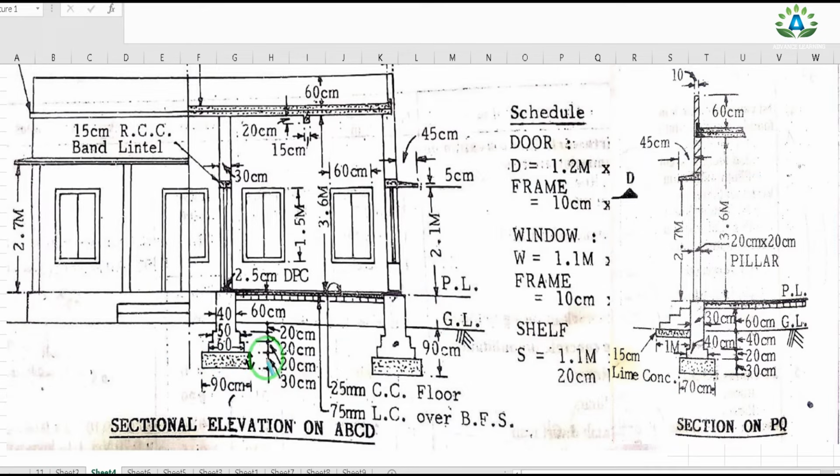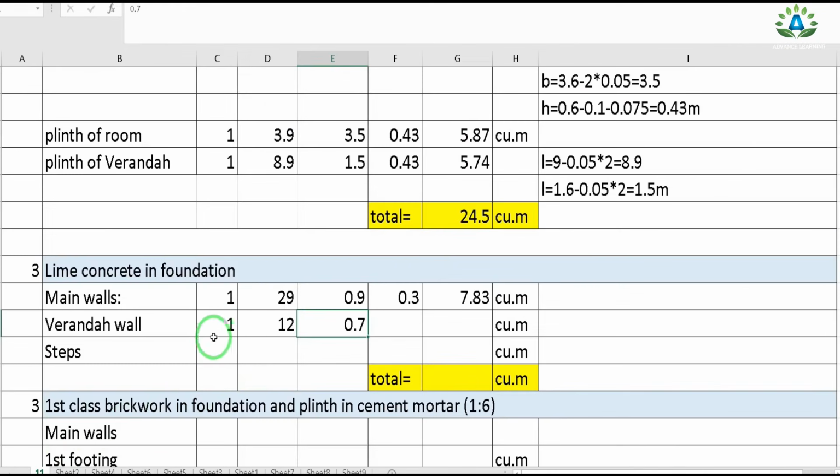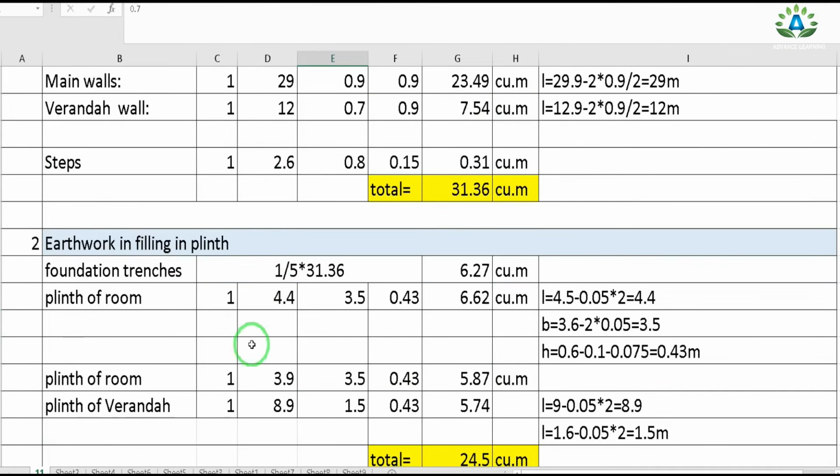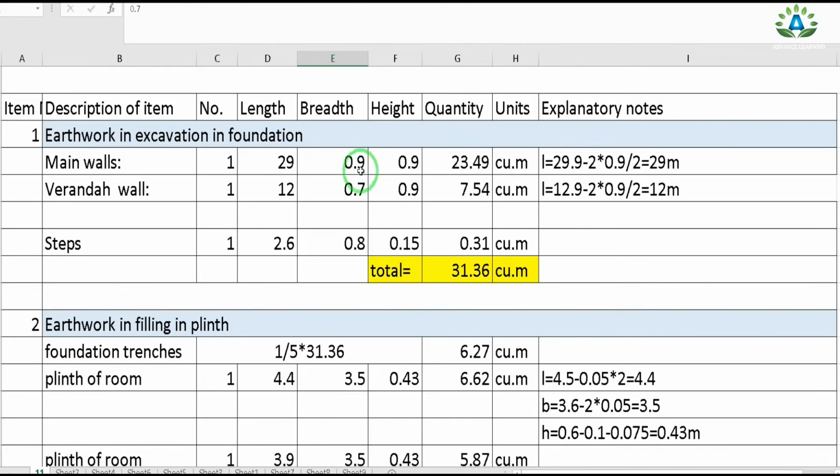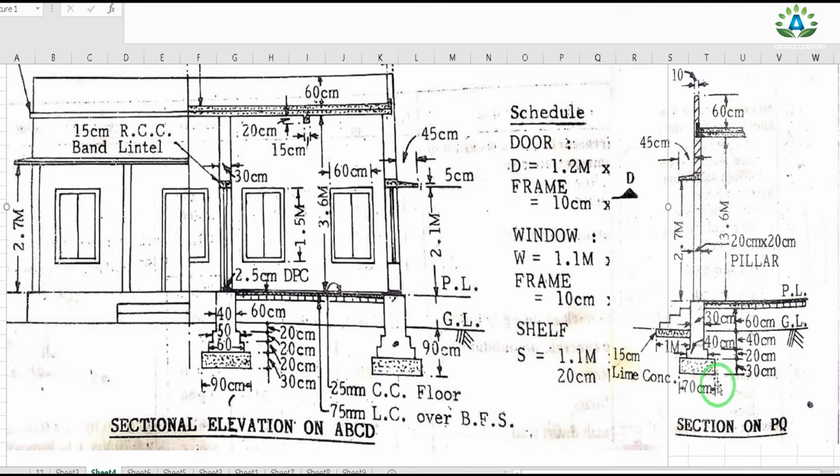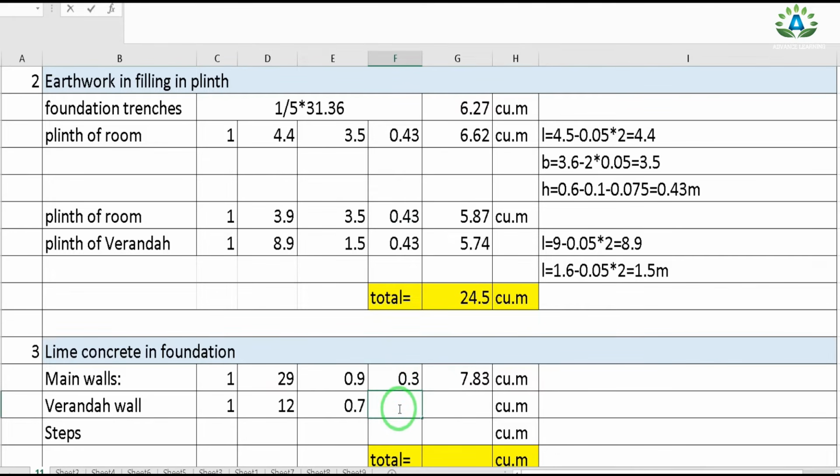It is of height of 30 centimeter, and we have this veranda 1 in number having the length of 12, same as this process, and the breadth is also same, that is 0.7, and the height can be seen from this section on PQ, that is this dotted portion is our lime concrete having the height of 30 centimeter. So height equals to 0.3.